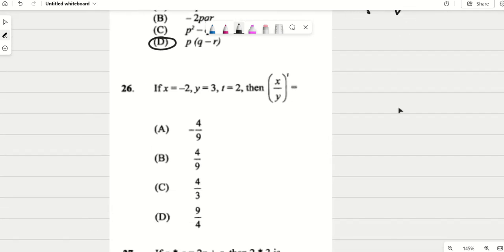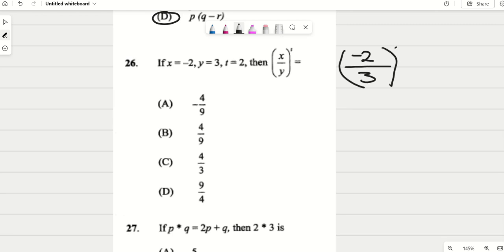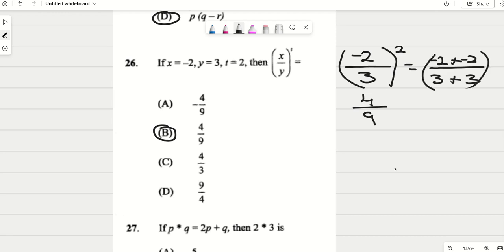Right, number 26. If x is equal to minus 2, y is equal to 3, and t is equal to 2, then what is, this question is repeated a few times, guys, what is x over y all to the power of t? So x is minus 2, so it's minus 2 over 3, all to the power of t, which is 2. So that's minus 2 by minus 2 is 4, and 3 multiplied by 3 is 9. So the answer is 4 over 9, which is B. This is minus 2 multiplied by minus 2 over 3 multiplied by 3, and that is how we got 4 over 9.